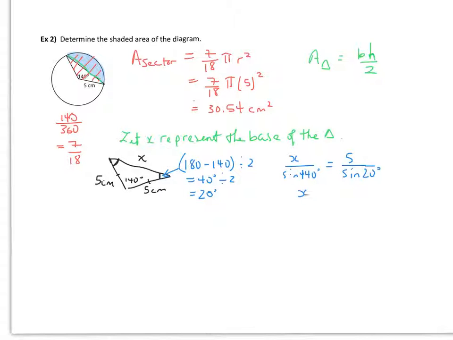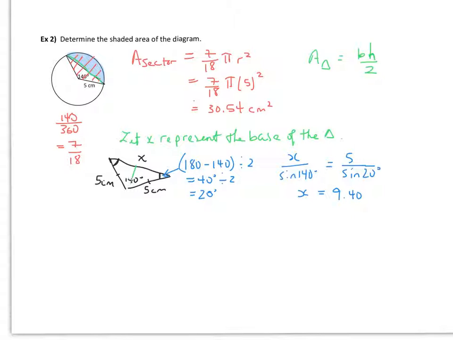From here, I'm just going to multiply both sides by the sine of 140 degrees, and that's going to solve for what my x is equal to. So I've got 5 divided by the sine of 20, get that answer, and then I'm going to multiply that by the sine of 140 degrees, and I get about 9.396. That rounds to 9.40 approximately. Okay, so that's the base length, but now I still need a height on that triangle.